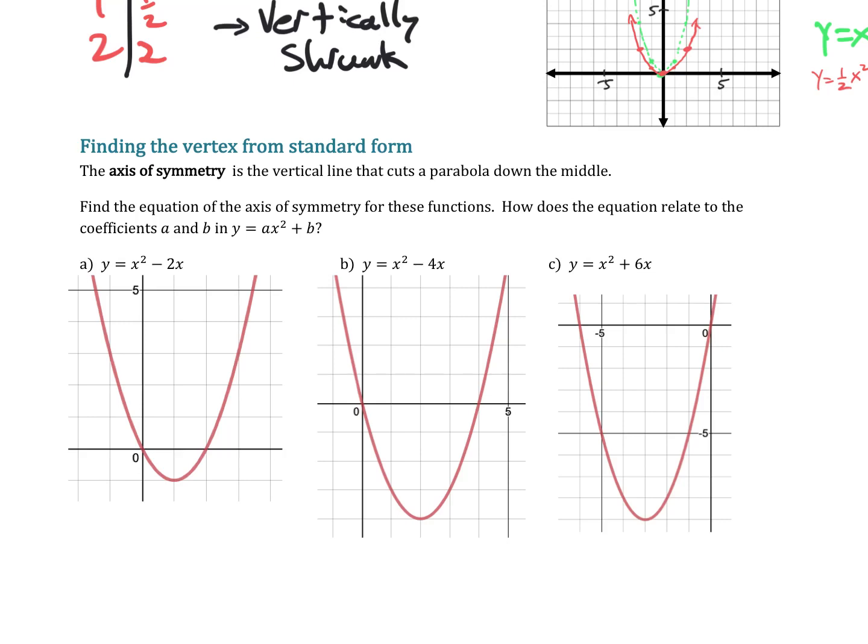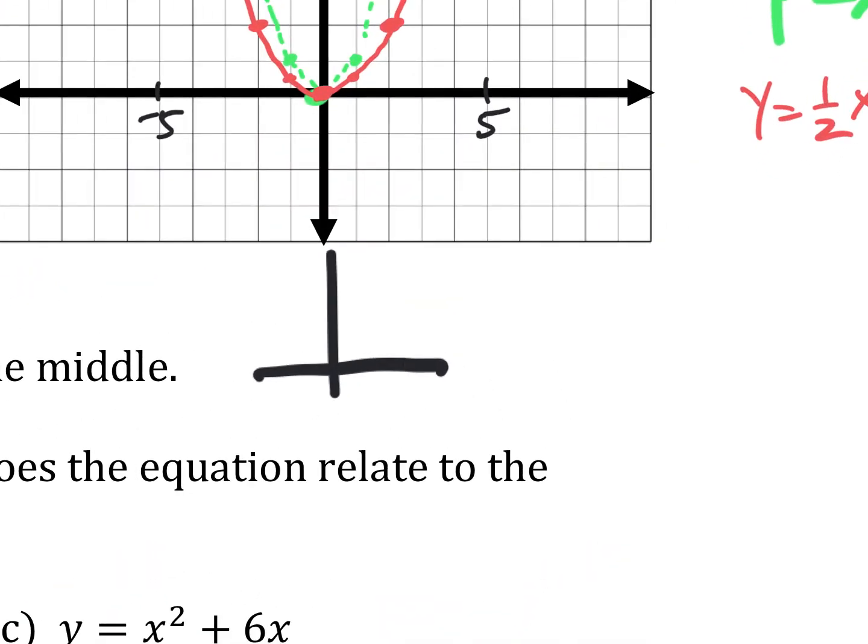Next, we want to see what happens when we add some other numbers to our equation y equals x squared. Keep in mind, we saw that the axis of symmetry is that vertical line that goes right through the middle of the parabola. Whenever we graph a parabola, we get a vertex and this shape. That's our parabola, and there's a line that cuts it exactly in half, and that's our axis of symmetry.